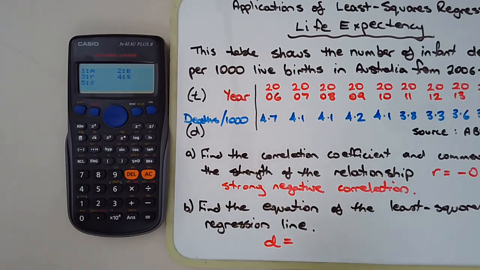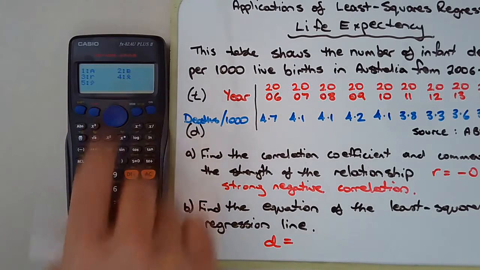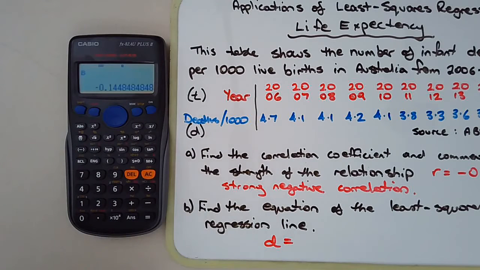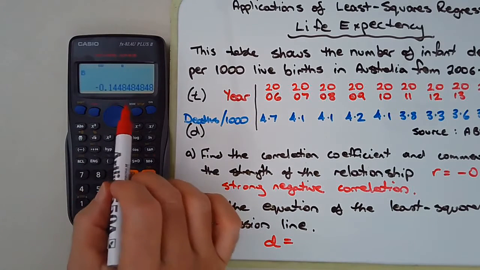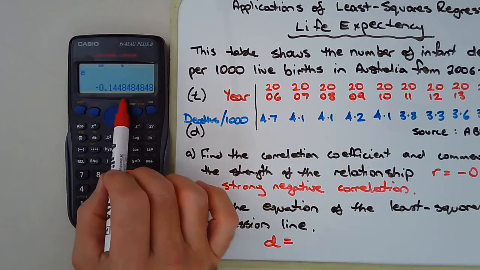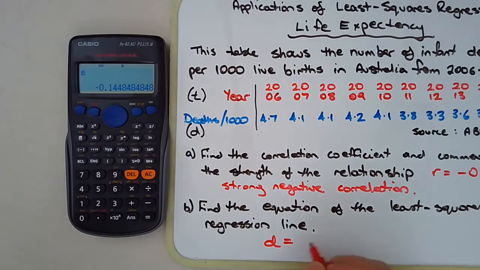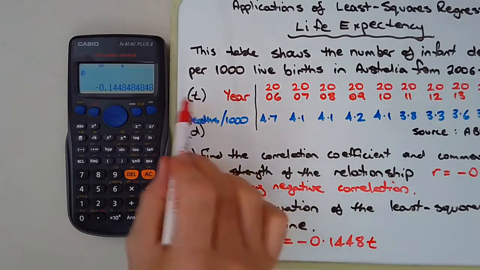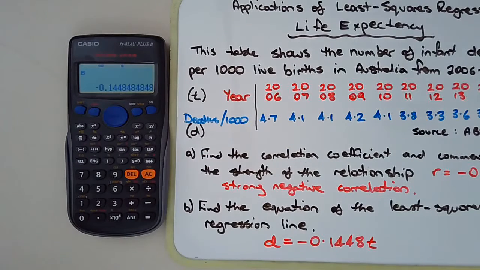is equal to, we'll do the gradient first, number 2, and we might do this to maybe 4 decimal places, just to make it a little bit more accurate: negative 0.1448 t. T represents the x-axis, the independent variable.